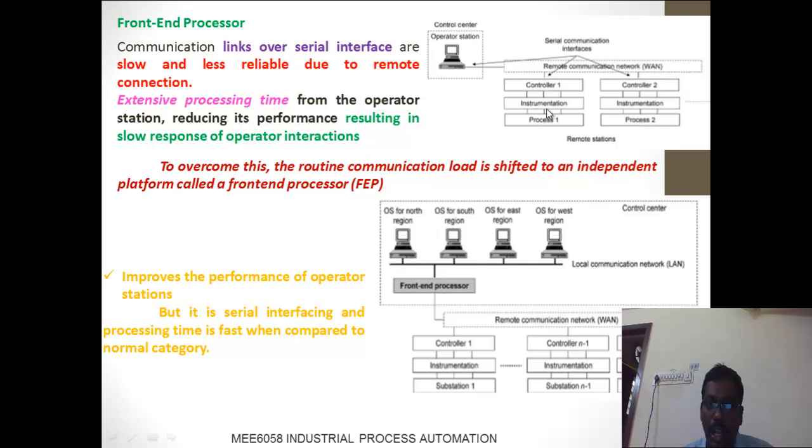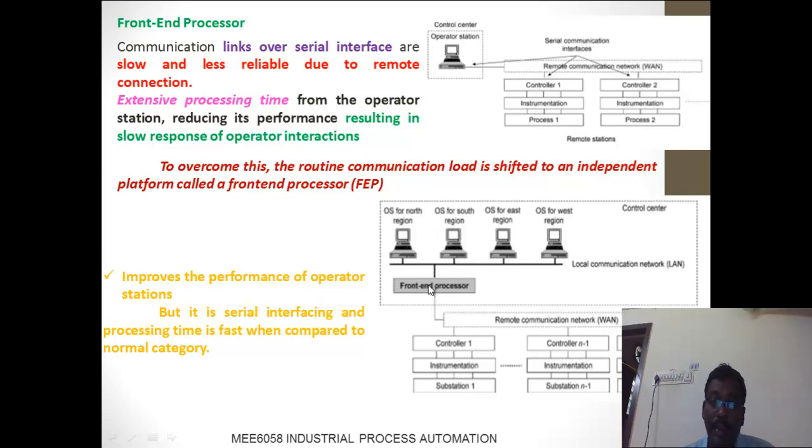Controller 1 instrumentation process, controller 2 instrumentation process 2. We are having a wider network and the control center. Okay, so what happens here? One control center is there. Okay, so what happens here? One single operator system is here. Single same operator. So up to this, yes, the same thing is here.